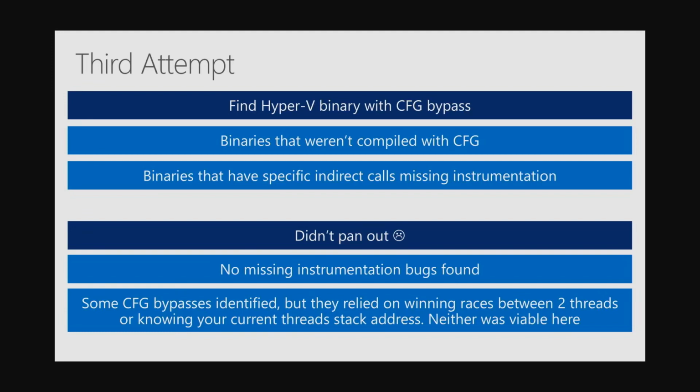There were a couple of control flow guard bypasses that existed in some of these binaries. Some of them were publicly known at the time. However, all of the bypasses that I found either required that I knew the address of my current stack, which I do not, or they required that I had to win some race condition between two threads. So I had to get one thread to start executing down a code path, and then I had to do a write at a very specific time to race what that thread was doing. And that just seemed completely impractical with the primitive that I had. So it looked like I wasn't going to be able to get a super easy control flow guard bypass.